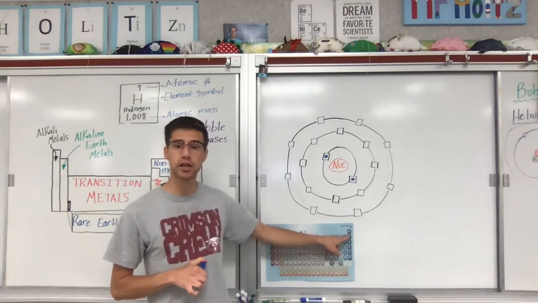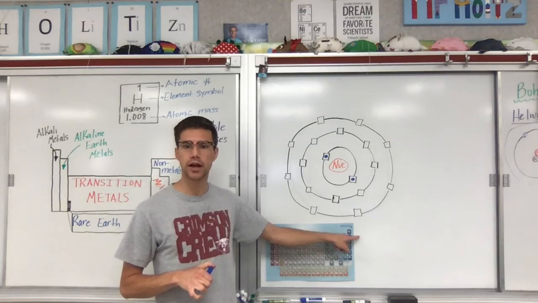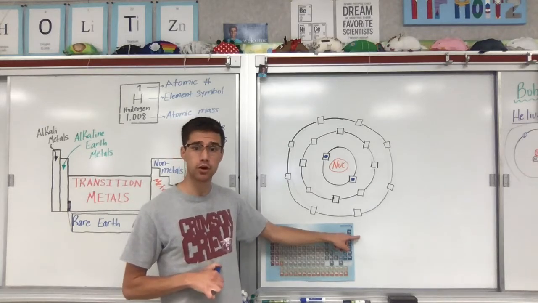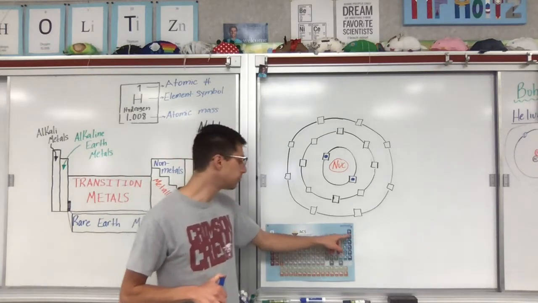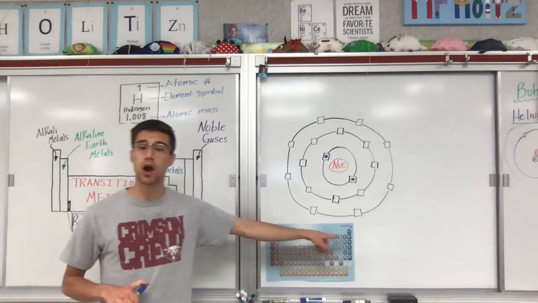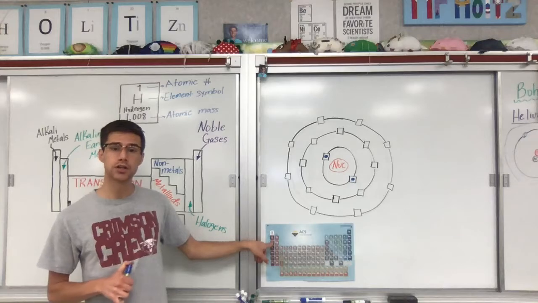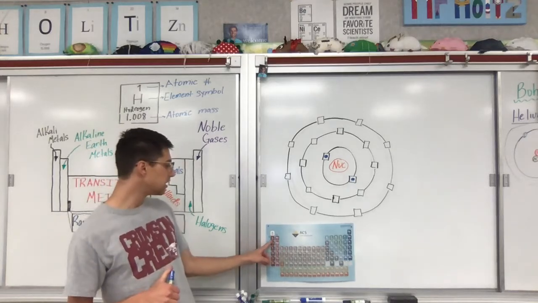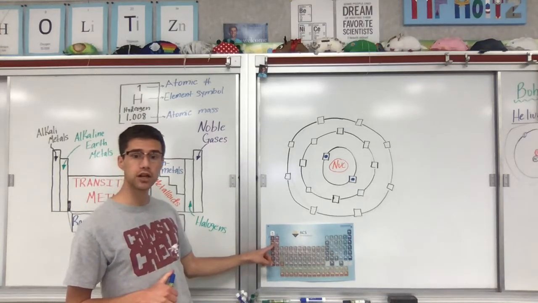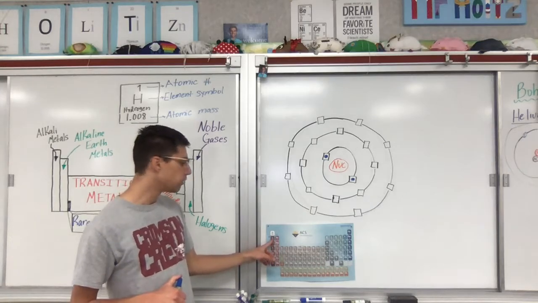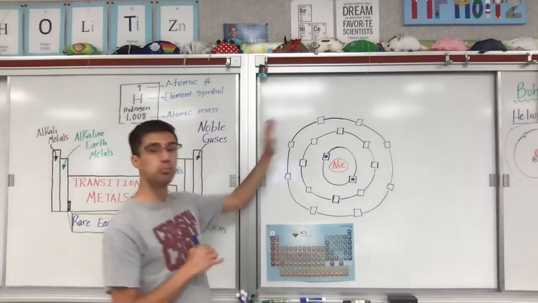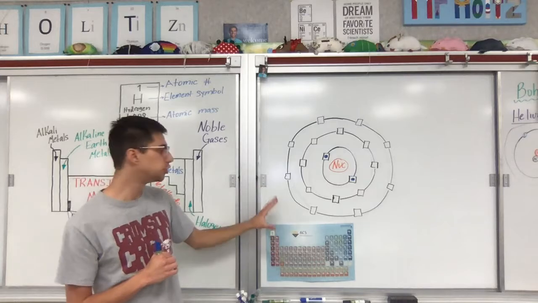Obviously, after helium, there's nothing right here, right? It's just blank. It's my whiteboard. That's because element number 3 is not in the first row, right? It's not in the first period on the periodic table. It's in the second period. So element number 3, lithium, is actually in the second row down here. All right. Now, we compare Bohr models to the periodic table just like that.